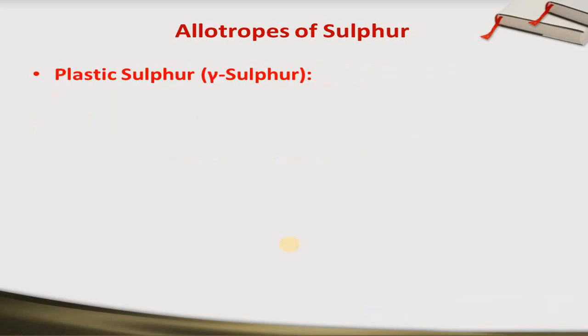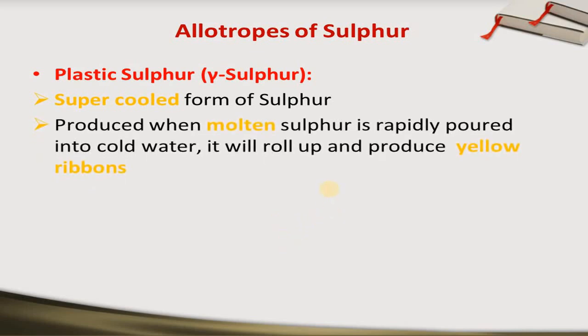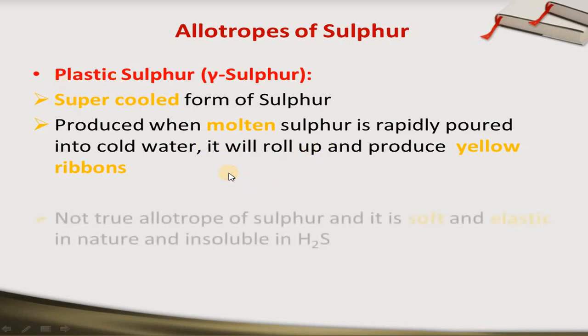The third allotrope of sulfur we have is plastic sulfur or gamma sulfur. It is the supercooled form of sulfur. It is produced when we heat the sulfur and it is converted into its molten state. When molten sulfur is rapidly poured into cold water, what happens? It will roll up and produce yellow ribbons of this plastic sulfur.